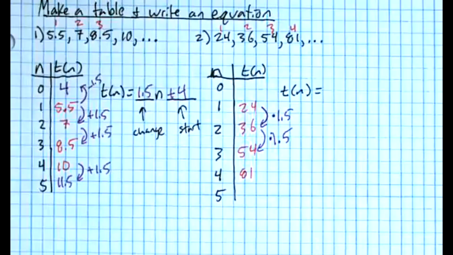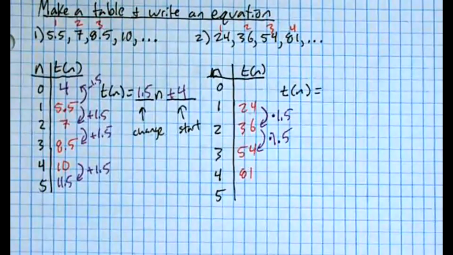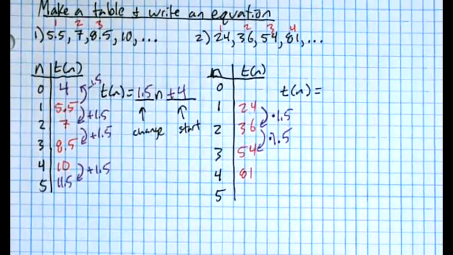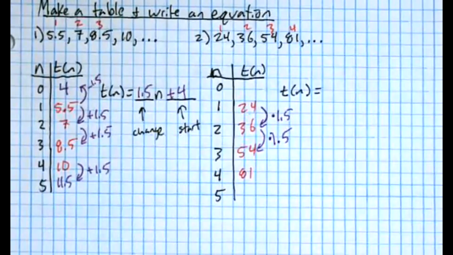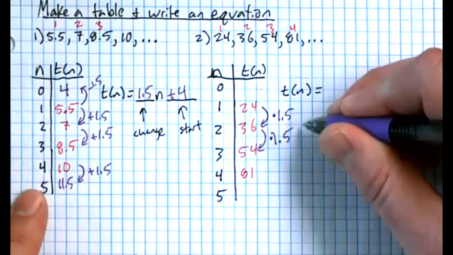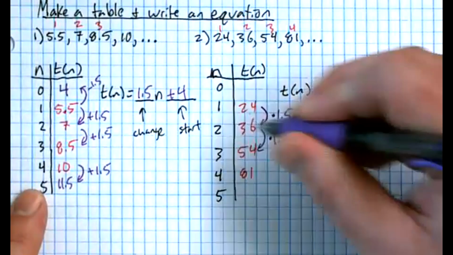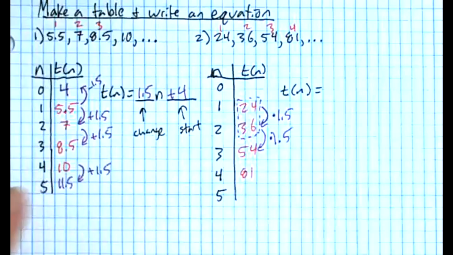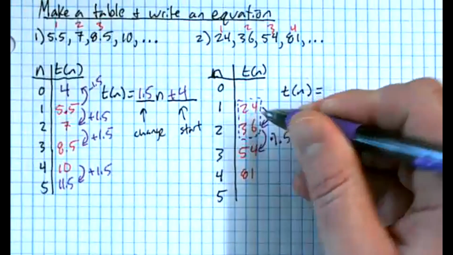How did you come up with 1.5? Was it just a lucky guess? Okay, yeah. You knew it was somewhere between 1 and 2, and you just kind of guessed some numbers. Was anybody able to use division to come up with that 1.5? What did you divide to come up with 1.5? Awesome. So you remember that when you're looking for that multiplier, you can just pick 2 numbers and divide them. You always want to do the second one divided by the first one.